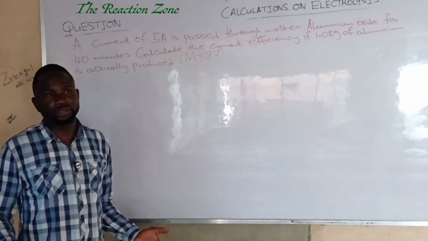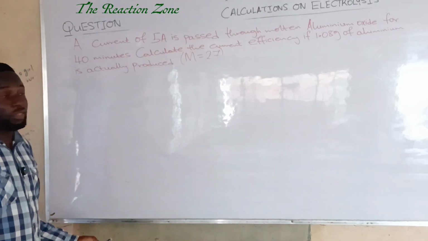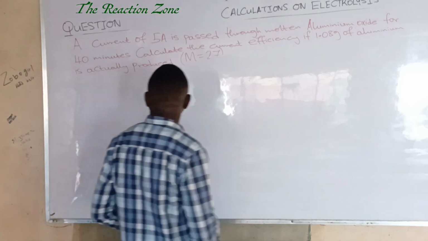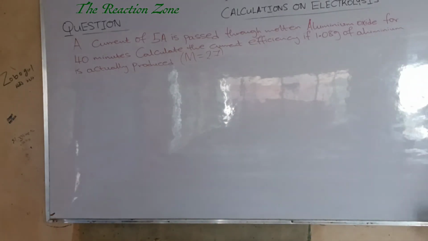In today's lesson, we're going to solve the question on the board of electrolysis. And the question is as follows. A current of 5 amperes is passed through molten aluminium oxide for 40 minutes. Calculate the current efficiency if 1.08 grams of aluminium is actually produced.